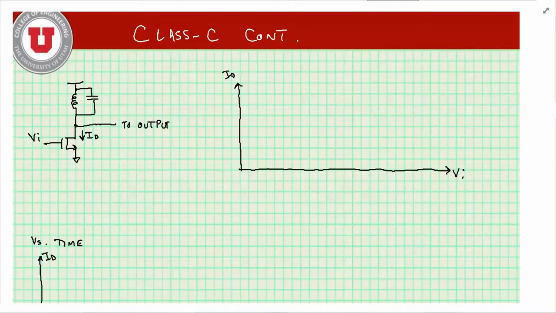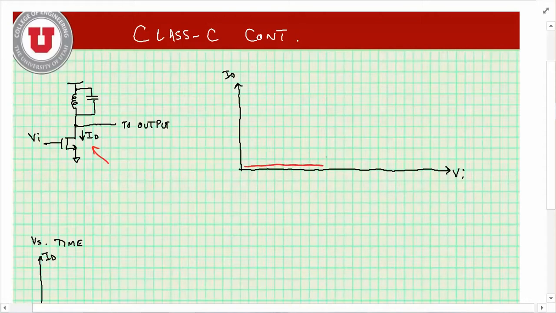Okay, we're looking at the operation of the Class C amplifier, and here we have an amplifier that we might call a Class C amplifier, and it's just a transistor feeding some kind of matching network, maybe with a resonant tank, and we're looking at the relationship of the drain current with respect to the input voltage. And with the Class C, we bias the input such that the drain current doesn't conduct until we reach a certain voltage.